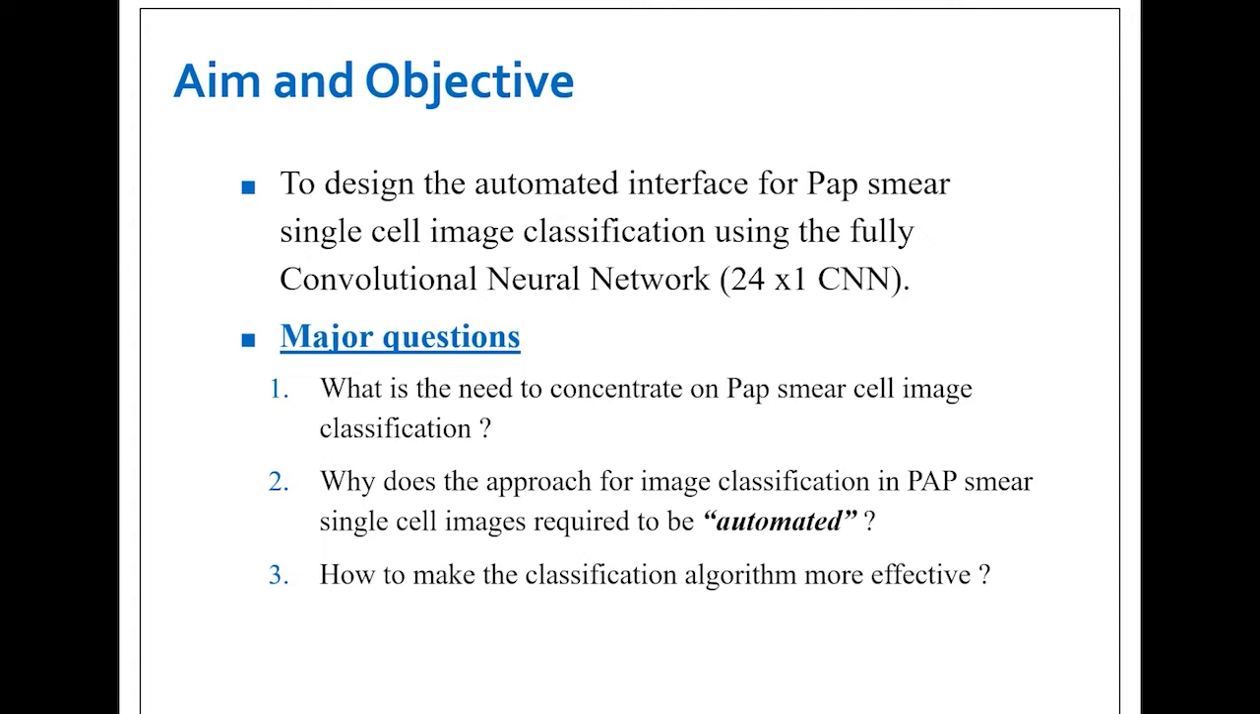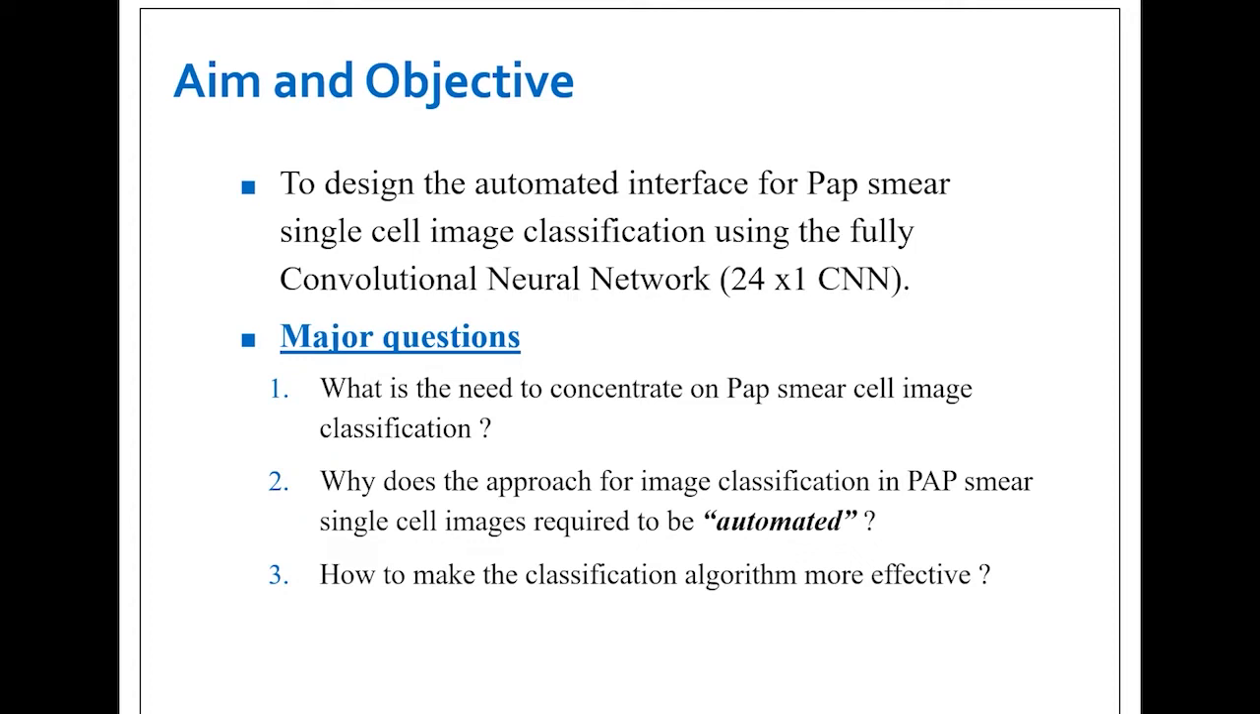According to WHO, in 2018, over 3 lakh women lost their lives and 5.7 lakh women were hospitalized by cervical cancer due to the ineffective screening of precancerous lesions in pap smear cell images. For this, we need an automated cervical cancer detection mechanism through pap smear single cell image classification using a 24x1 fully connected CNN. To concentrate on this research effectively, these are the major questions.